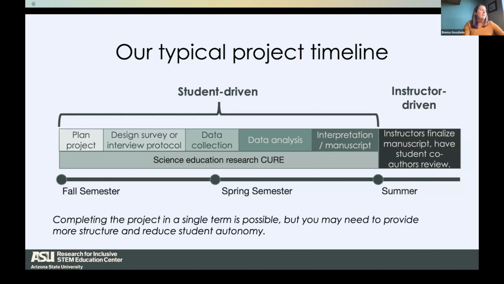And I'll highlight that completing the project in a single term is possible, but it often comes at the expense of some student autonomy, right? So if you're doing everything in a single term, you might need the instructors to play a bigger role in helping students arrive at that research question a little quicker.